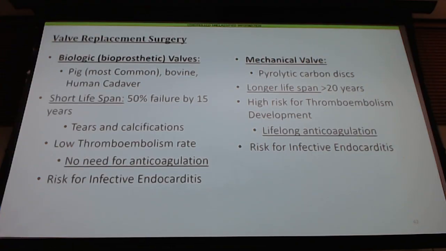So the mechanical valve is going to last much, much longer, but now you've got this foreign body, this metallic or carbon-based foreign body in there that is going to encourage blood clot formation on its surface. So if they get a mechanical heart valve, they are going to have to be on anticoagulation for the rest of their life while they have that heart valve in place. So that is the disadvantage. Even though it lasts longer, it also encourages blood clot formation and they need anticoagulation for the rest of their lives.